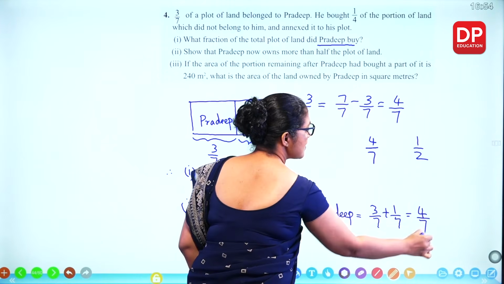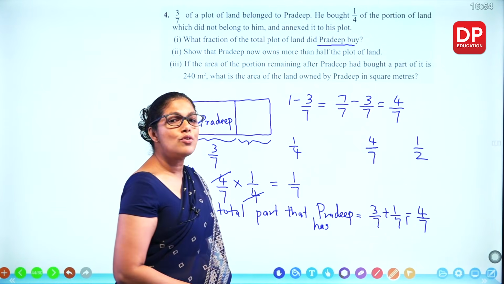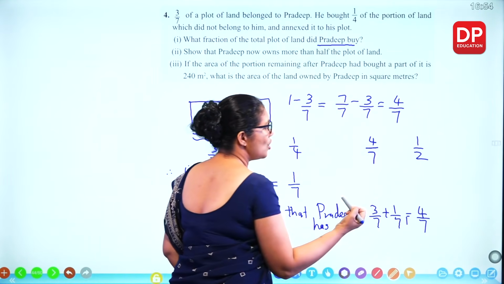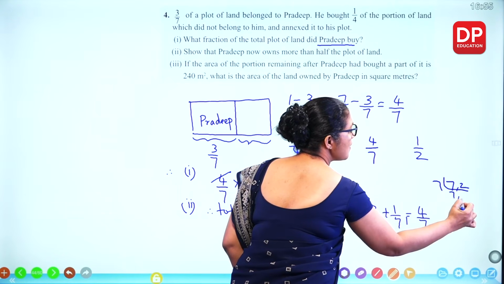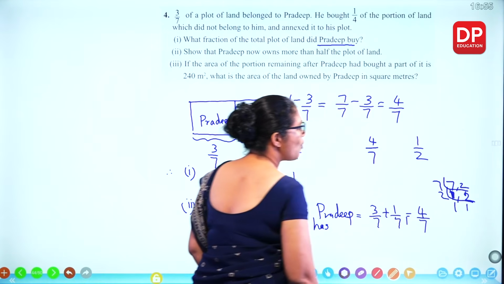4/7 and this is the 4/7 part and half. So which one is bigger? Here you need to find out the lowest common multiple of 7 and 2. So what is the lowest common multiple? You divide by 7 and divide by 2. So you get 14.